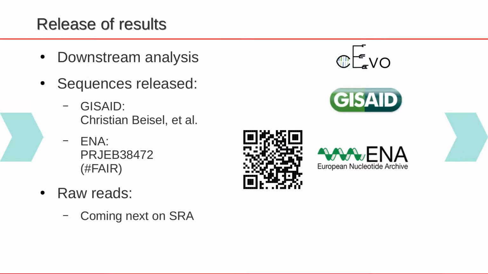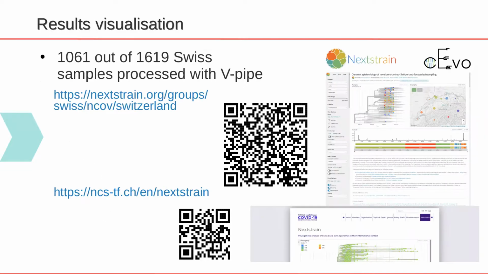The consensus sequences are then made available to the Computational Evolution Group for downstream analysis. The sequences are released through GISAID and also on the European Nucleotide Archive under project PRJEB38472. In the future, we also plan to release the raw reads on the Sequence Read Archive. This open release enables Nextstrain to draw a phylogenetic tree of the sequences found in Switzerland. Currently, more than 1,000 out of all the 1,600 Swiss samples visible there have been processed by VPipe.